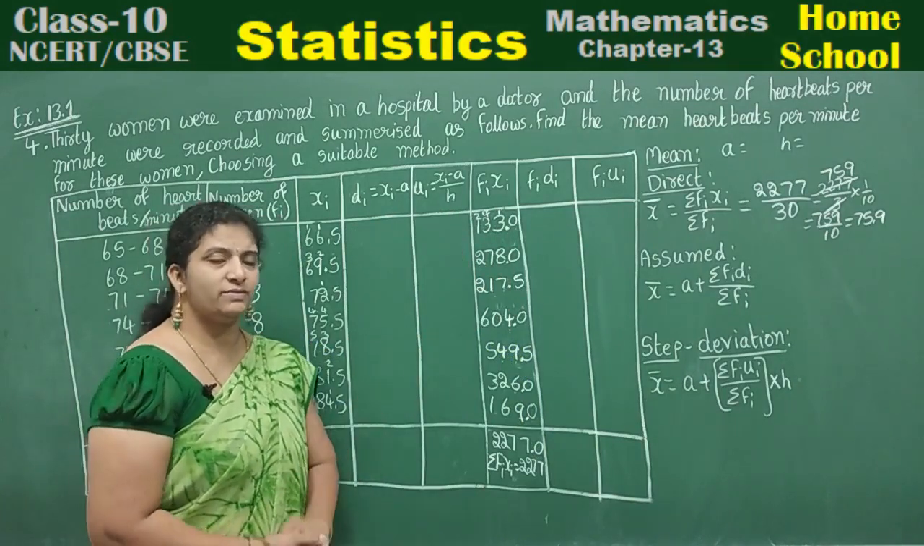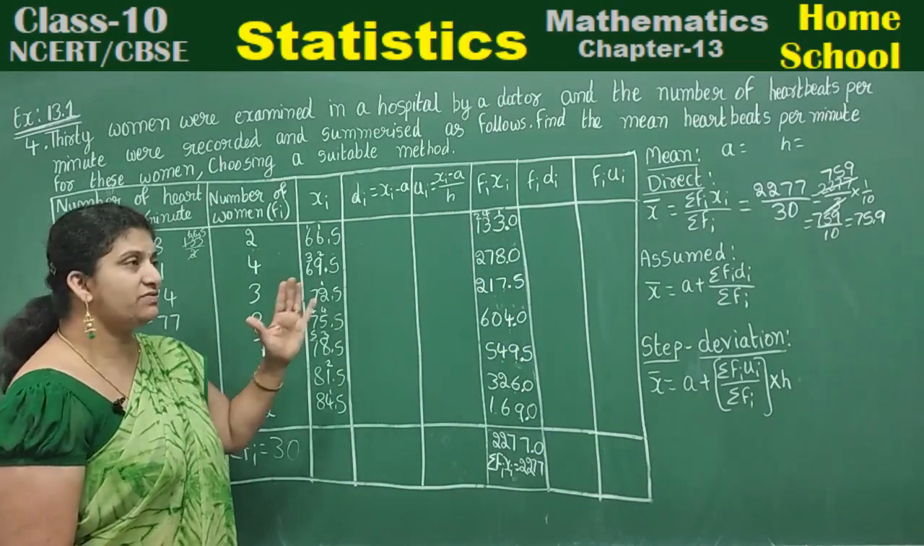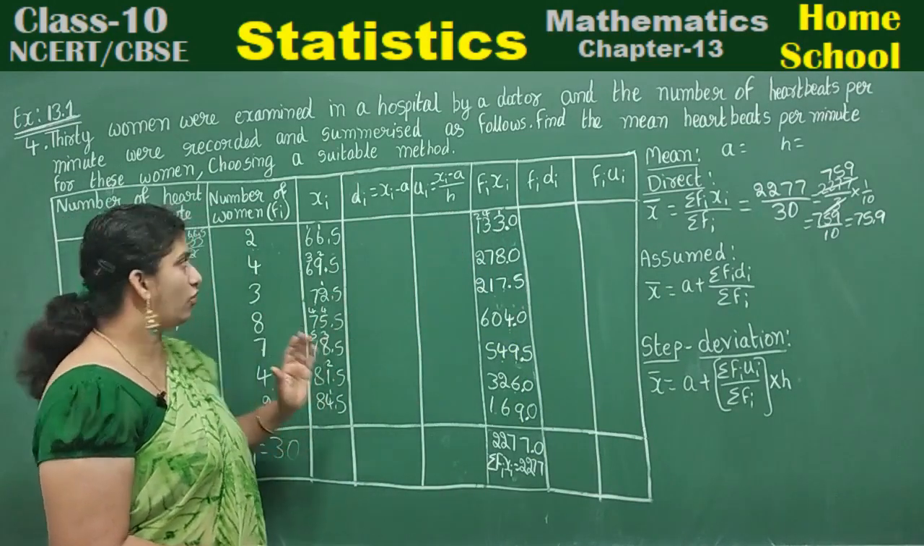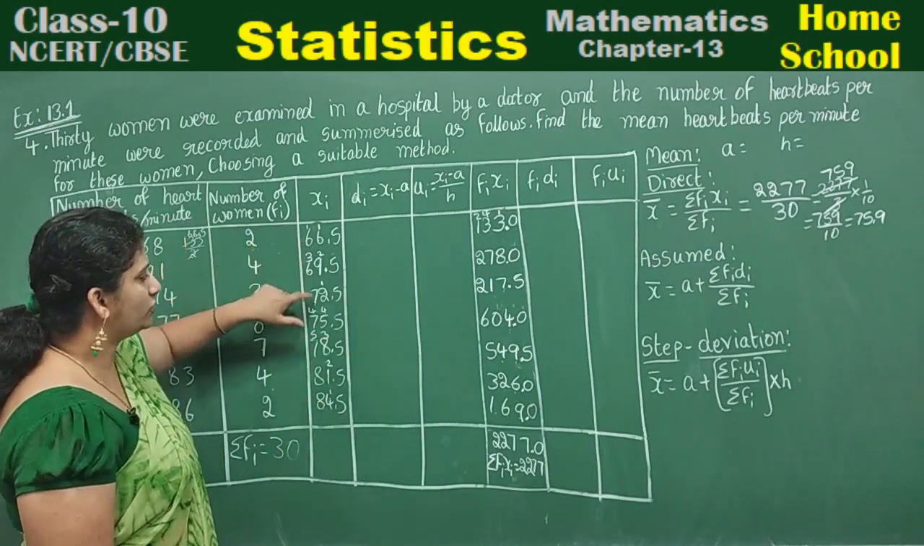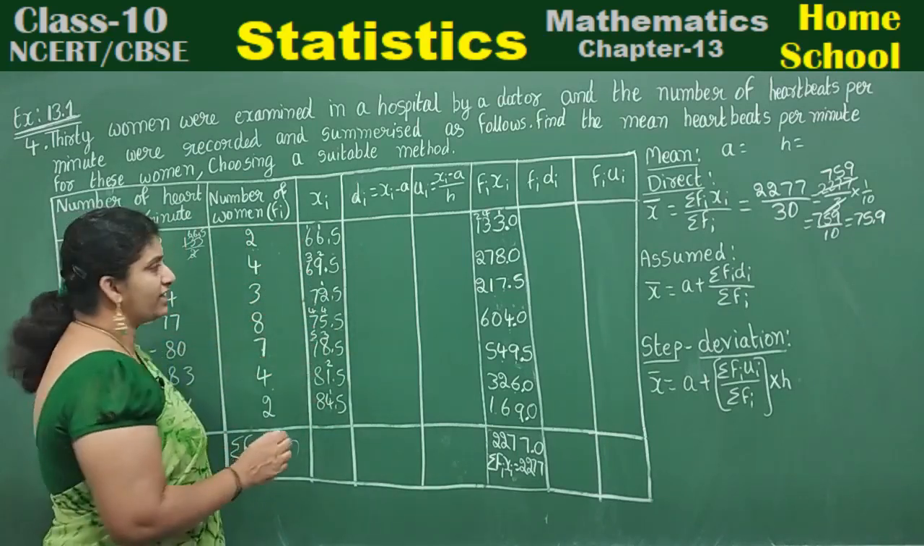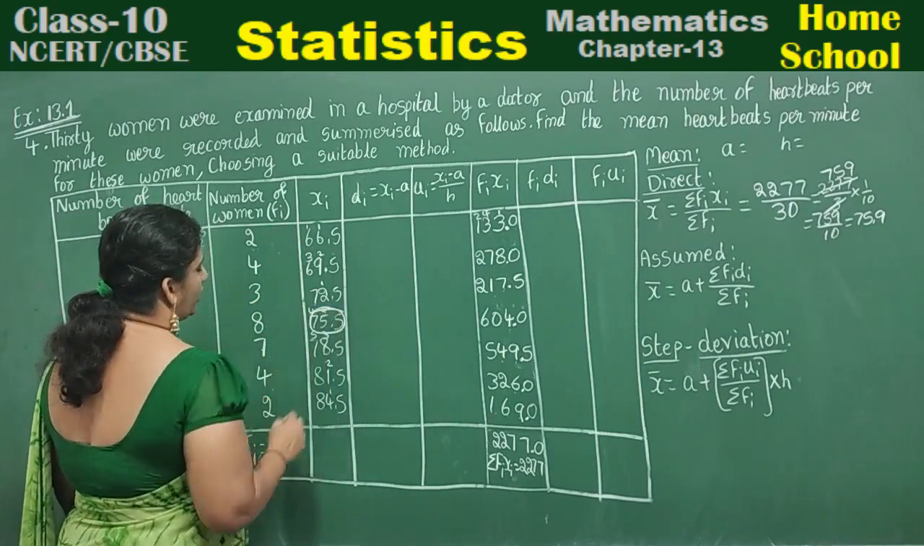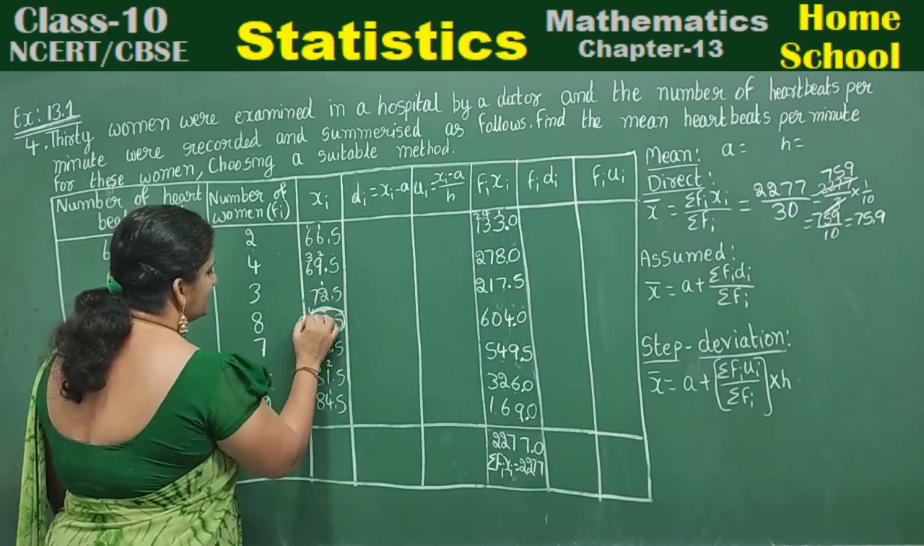Let's go with the next method, assumed mean method. How are we going to do it now? First, we need to assume a value in score. Look here. 1, 2, 3, 4, 5, 6, 7. Which score are you going to take as A? 1, 2, 3. Okay, this one I am going to take as A.